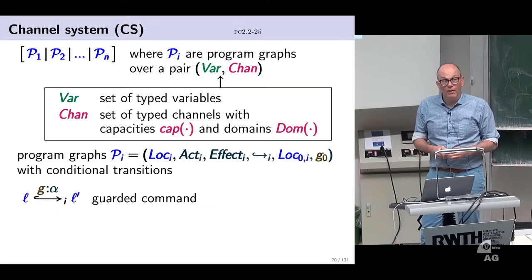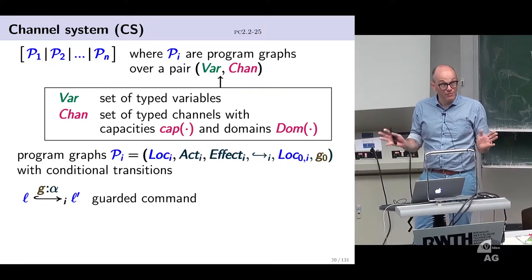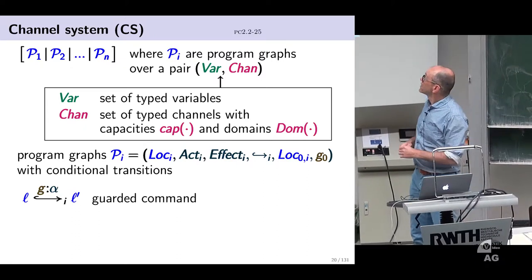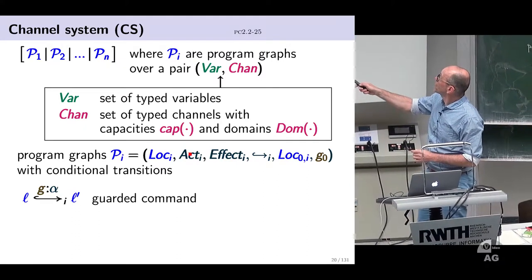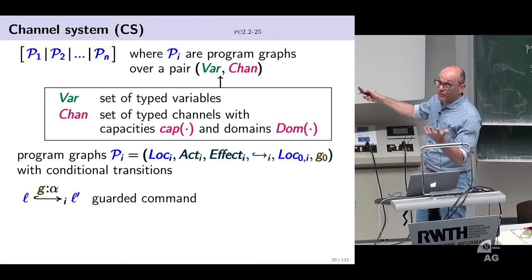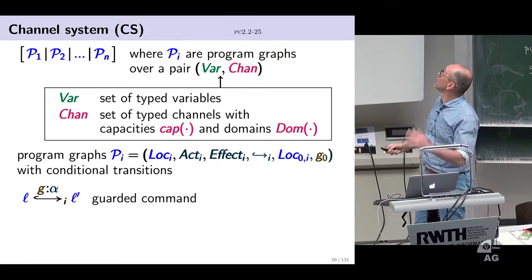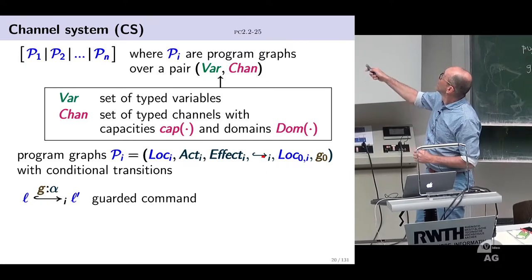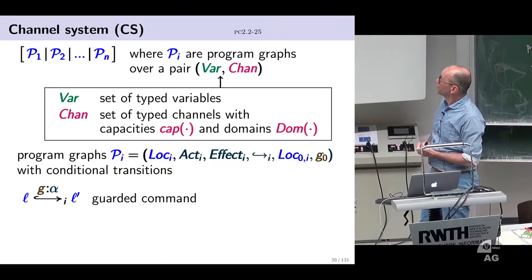Now, what is a program graph? A program graph is as before. That means we have locations, actions. This is describing the effect of an action on the shared variables, and now also, in some way, on the channels. We have this edge relation, some initial location, and some initial condition.